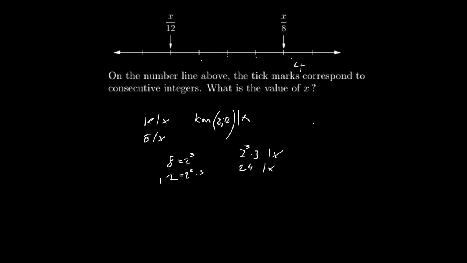That's not good. 4 times 24 over 12 would be 8. And 4 times 24 over 8 would be 12. So that actually is a 4 difference. So 4 times 24 would be our answer, which is 96. So that's the value of x.